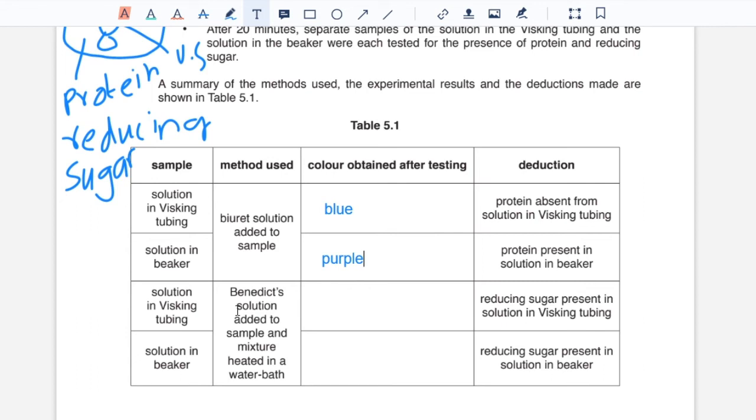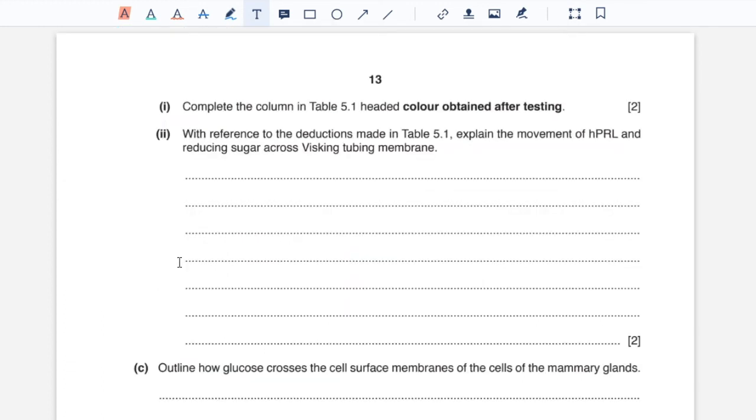Deduction: it was deduced that reducing sugar is present in the solution in the Visking tube, and it is also present in the solution in the beaker. That means both of them would have a color somewhere ranging from green, yellow, orange, or red, and so I'd go with red, which would indicate the greatest concentration of reducing sugar.